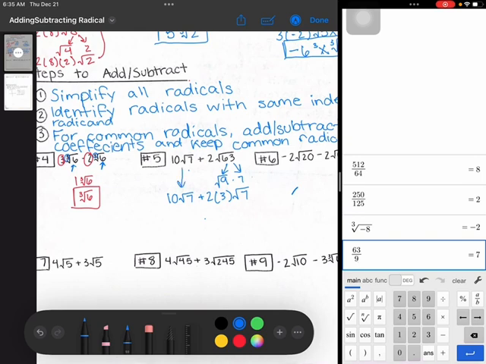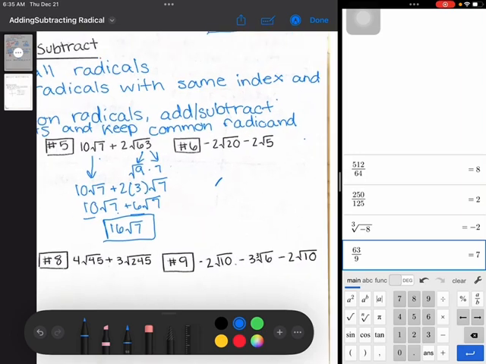So we'll do our multiplication. So we have 10 square root 7 plus 6 square root 7. Combine the coefficients on the outside. So 10 plus 6 is 16 square root 7. It's kind of like terms here. Things with the same radicand and index are considered like terms.